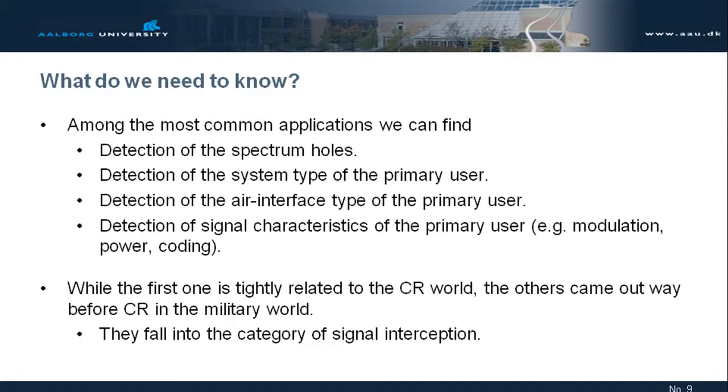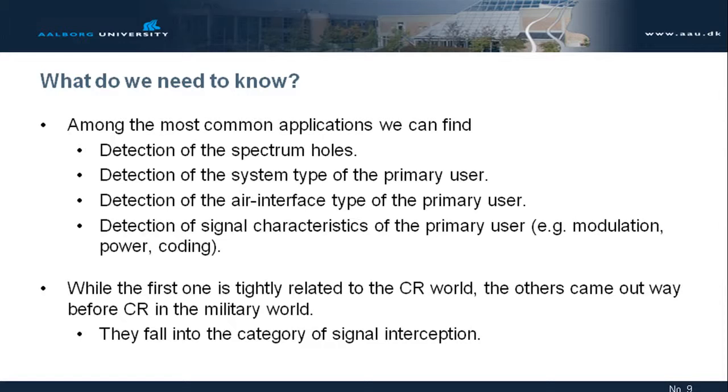Okay, so you're talking about detection of the system type of primary user. Yes. And then detection of air interface type and signal characteristics. So what constitutes the system type? The system type, you can, for example, detect if it is Wi-Fi or if it is LTE. But you can also detect the type of the air interface and other characteristics. They seem the same, but they are not.